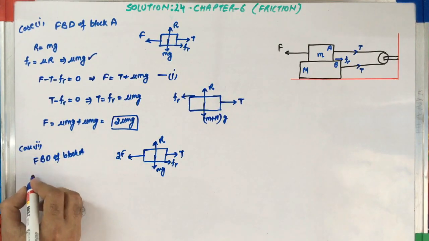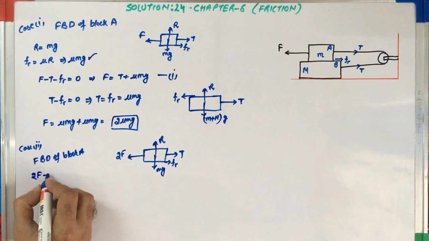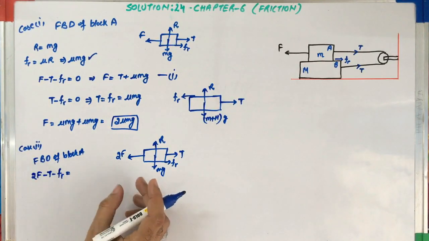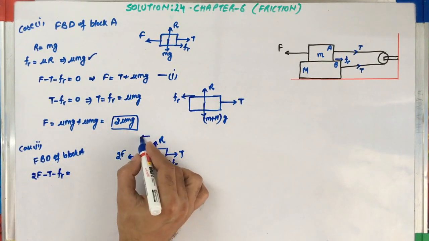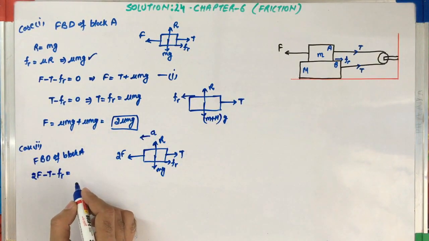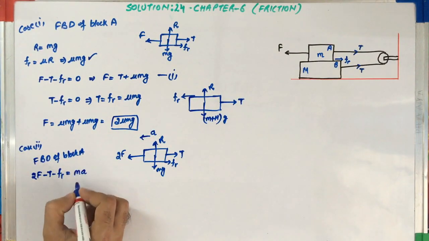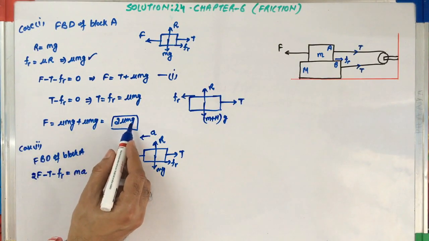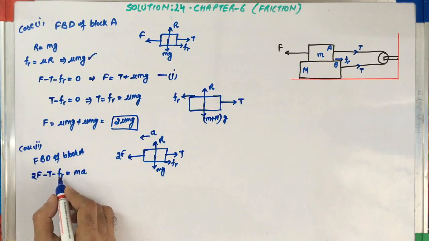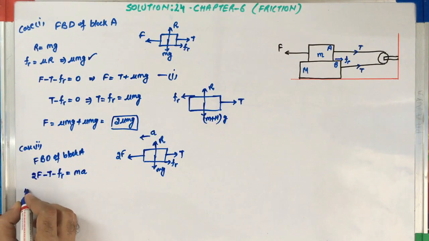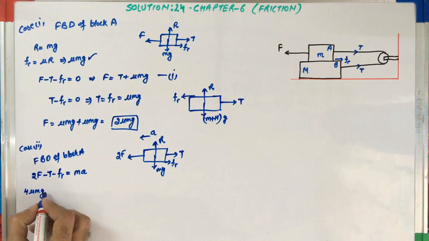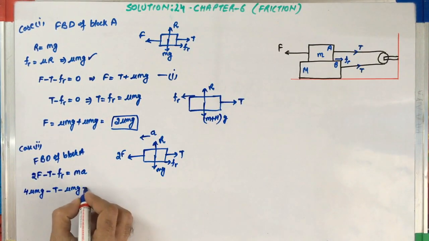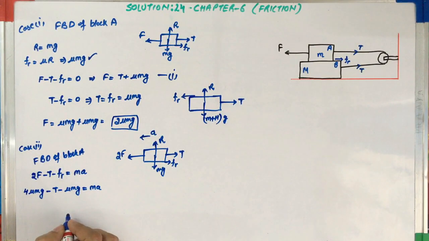Now putting the values, 2F minus T minus Fr is equal to, let's say this time this block will move in the left hand direction with an acceleration a. So this will become m times a. Now putting the value of F as 2 mu mg and the value of Fr as mu mg, we get 4 times mu mg minus T minus mu mg is equal to ma, right? Let's call this equation 2.